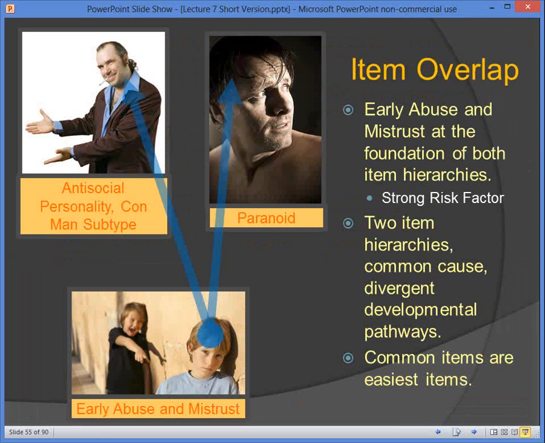Now, if you were designing a scale and you wanted your scale to assess the entire range of the construct, well, there's an interesting fact about this. These early items get at early stages of development of trust and mistrust. Maybe you want to design a scale which assesses the antisocial personality. Maybe you want to design a scale which assesses paranoid personality. Both of these things presumably have their origins in early abuse. These items tapping early mistrust could be common to both scales because they would be common to the theory of both scales. Okay? So you might actually have some item overlap here.